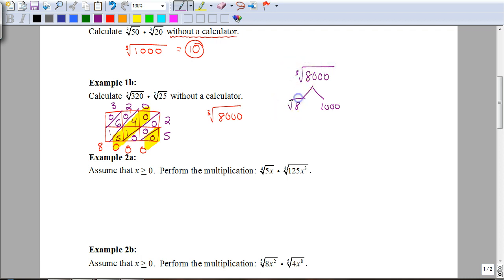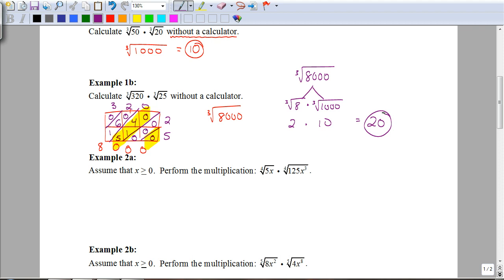Since I'm dealing with the cube root of 8,000, I'd be dealing with the cube root of both of these. So this is just one way to do this. And it turns out the cube root of 8 is 2, because 2 times 2 times 2 gives me 8. And we just talked about the cube root of 1,000 is 10. And 2 times 10 gives me 20. So the cube root of 8,000 is 20.